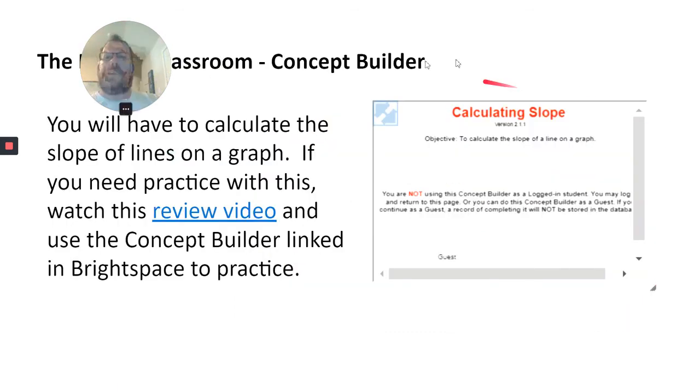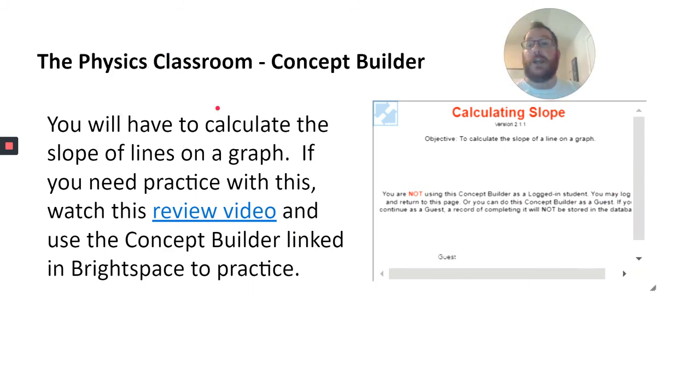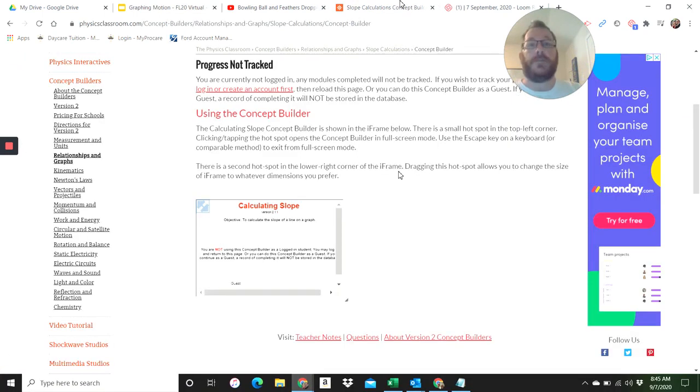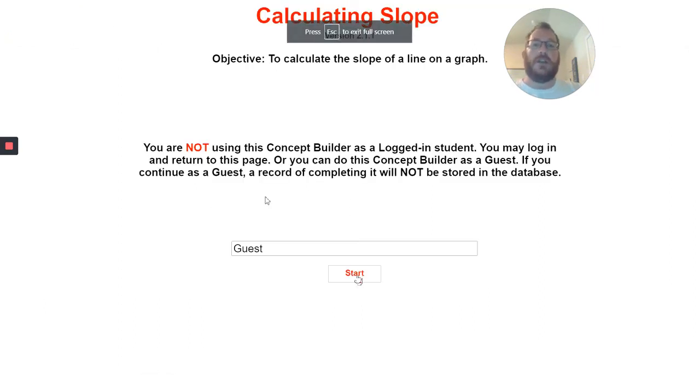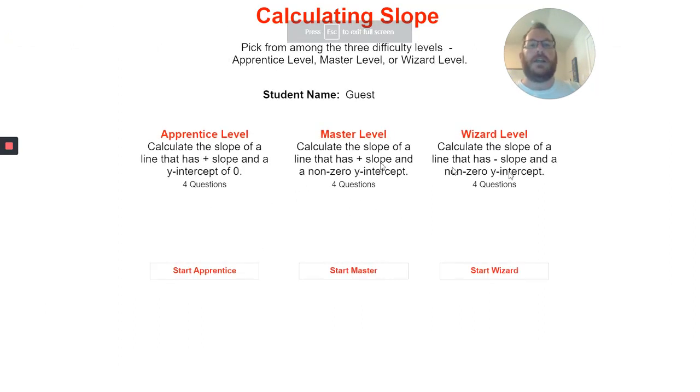So going forward, you are going to be expected to need to calculate slope from graphs to figure out how fast something's going. So you can use this review video right here. That tells you how to calculate slope using 2 points on a graph. You can also use this concept builder. This is linked in Brightspace, so I'm going to go and show it to you. So when you click on it, it's going to bring you to this website. So when you make this full screen and you can hit start, then it's going to give you some levels here.